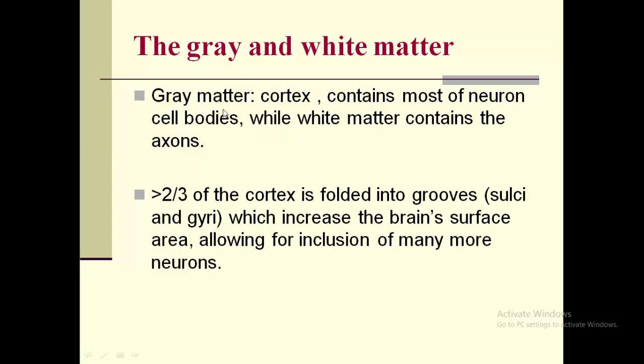You hear something called gray and white matter. Now, gray matter is basically the cortex, أو القشرة المخية, which contains most of the cell bodies of the neurons. And then the white matter contains the tracts, or the axons. More than two thirds of the cortex is folded into grooves. And these grooves are called sulci, plural for sulcus, and gyri, which is plural form for gyrus. These are the ups and downs and the convolutions that we'll be showing a picture for soon.